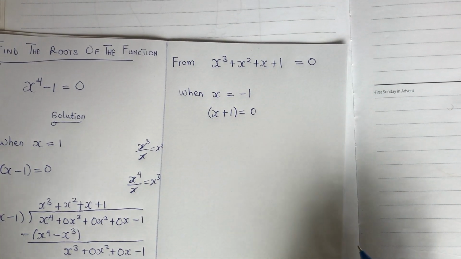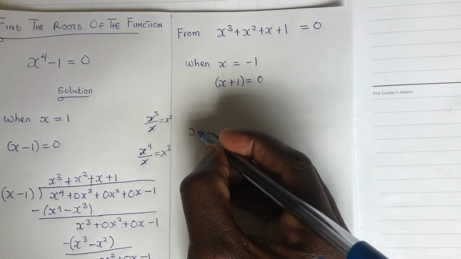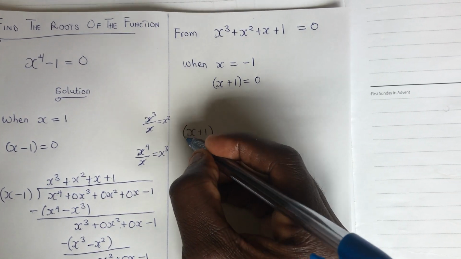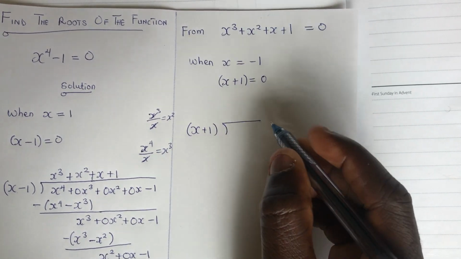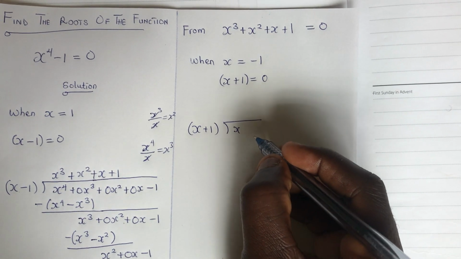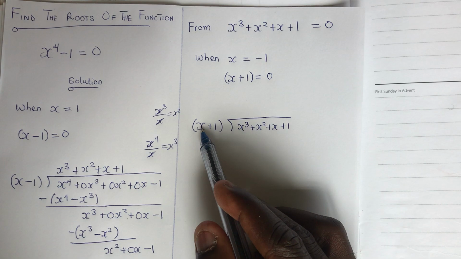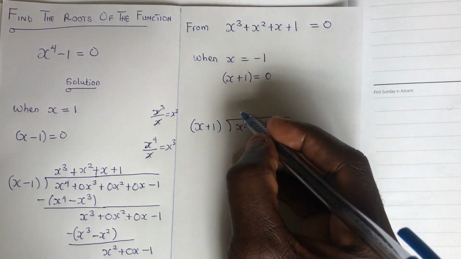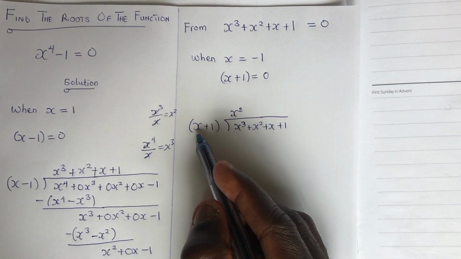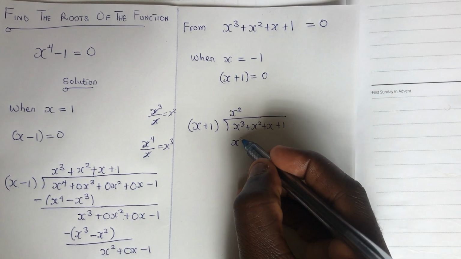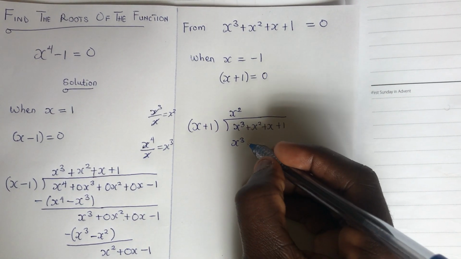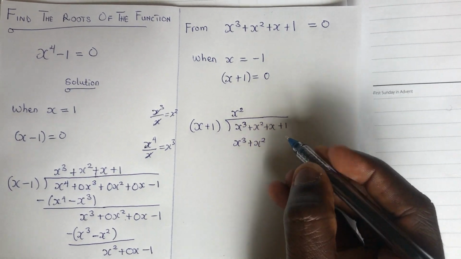So now we start the division all over again. So we have our x plus 1, which is our divisor. We draw and we put in our dividend. Now we can start one by one. So x cubed divided by x will give us x squared. Write the x squared here. X squared times x will give us x cubed. X squared times 1 will give us plus x squared.